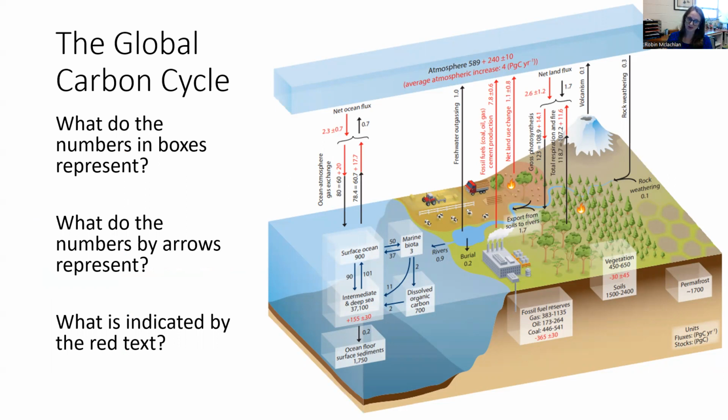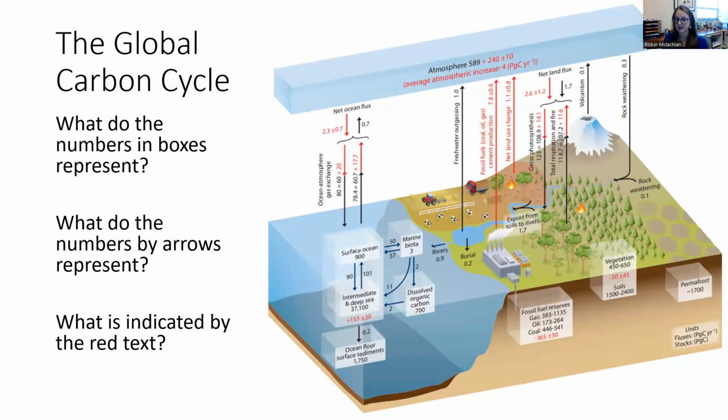So what do the numbers next to the arrows represent? What are these arrows? Well, those are the exchange fluxes. That is the rate of exchange, how much carbon is currently moving between these reservoirs, right? So how much is moving from the atmosphere to the ocean? What is that rate? And then finally, what is indicated by the red text?